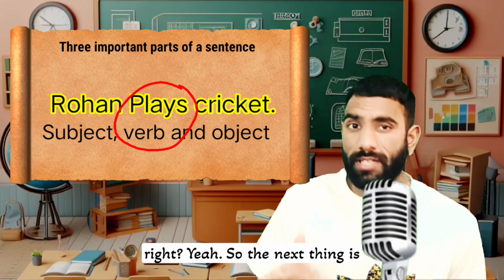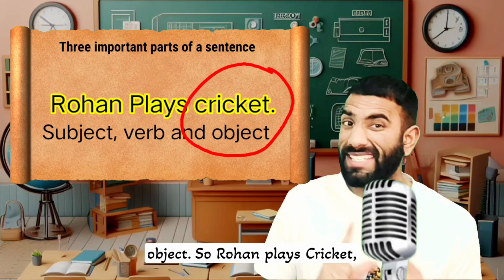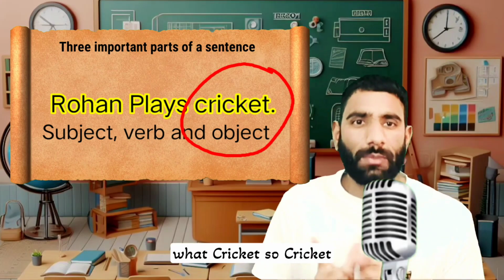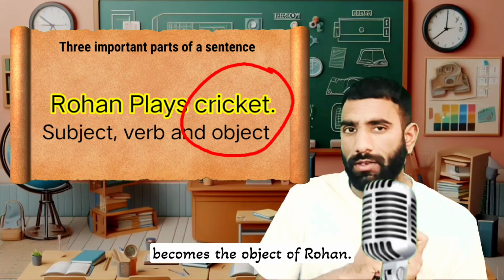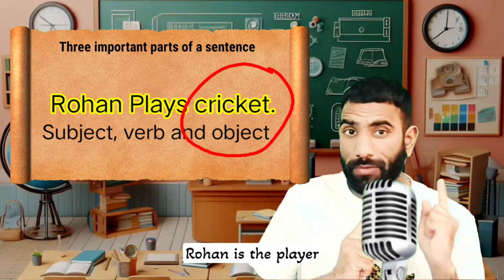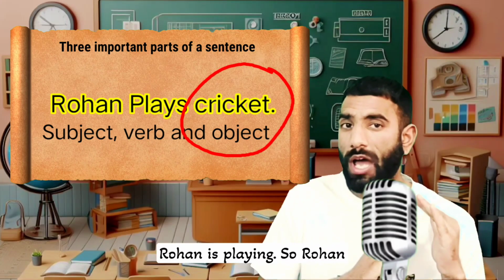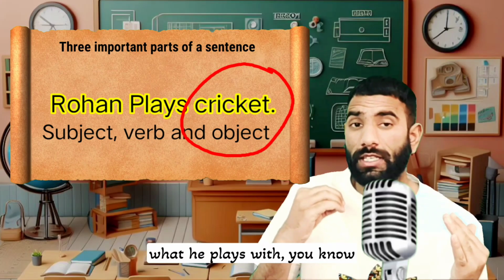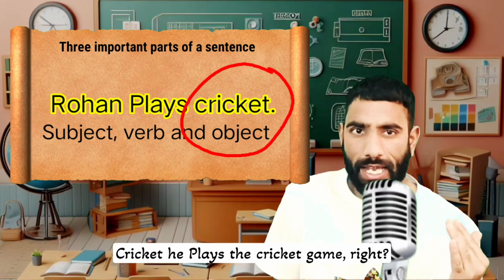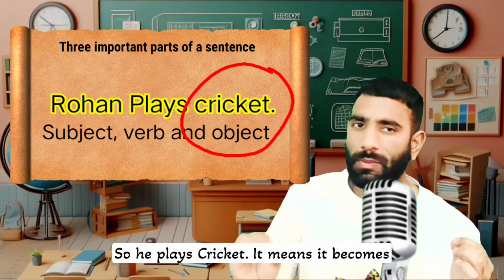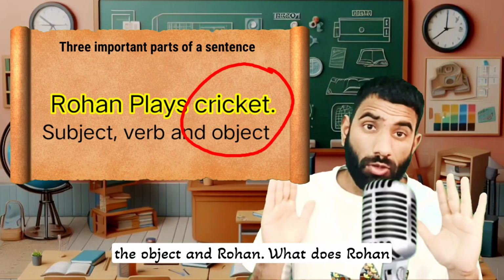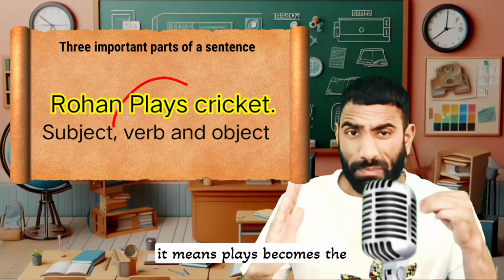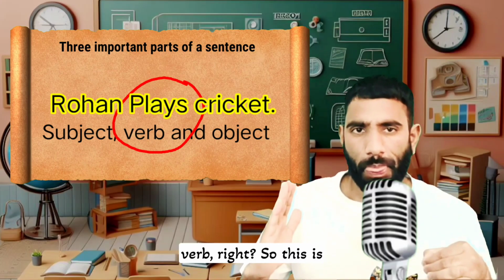So the next thing is the object. Rohan plays cricket. So Rohan plays what? Cricket. So cricket becomes the object for Rohan. Rohan is the player, Rohan is playing, so Rohan becomes the subject. And Rohan plays with what? He plays the cricket game, so cricket becomes the object. And what does Rohan do with the cricket? He plays it. It means plays becomes the verb, right?